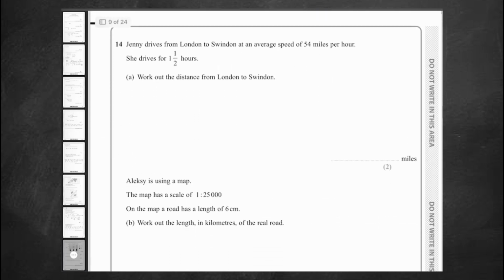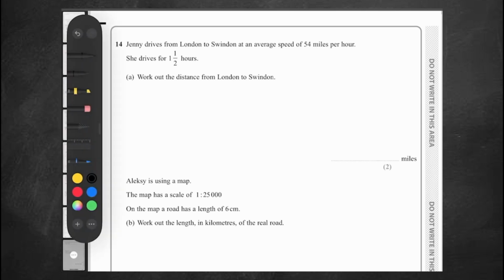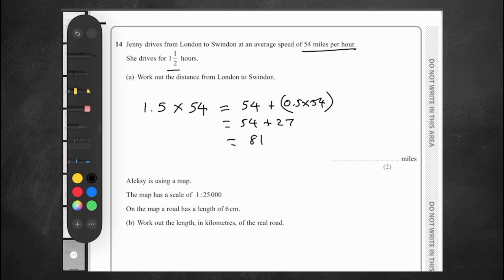Question 14. Jenny drives from London to Swindon at an average speed of 54 miles per hour. She drives for 1.5 hours. Work out the distance from London to Swindon. So if she is travelling at 54 miles per hour and she's driven for 1.5 hours, we just have to do 1.5 multiplied by 54. So that is just going to be 54 plus 0.5 times 54, which is 54 plus 27, which is 81 miles.